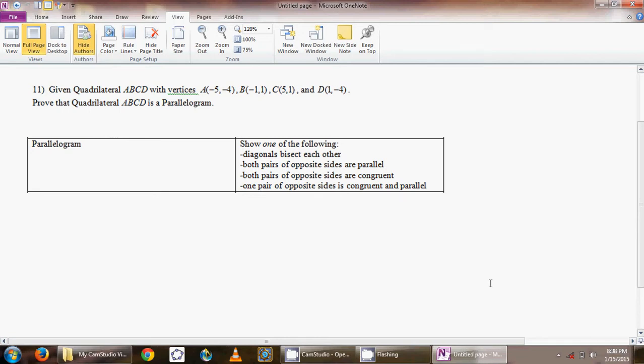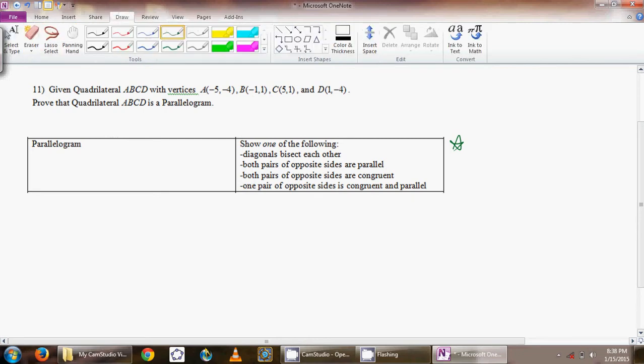Okay, problem number 11. You don't have this diagram here, this table. I'll hand it out either today or on Tuesday when we come back. But let's read the questions, another proof. We're given a quadrilateral, ABCD, and it tells us its vertices. They want us to prove that quadrilateral ABCD is a parallelogram.